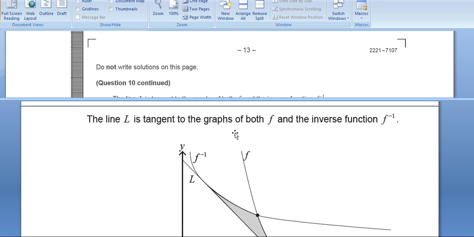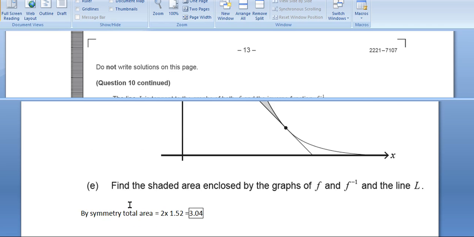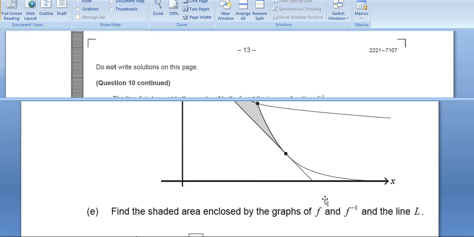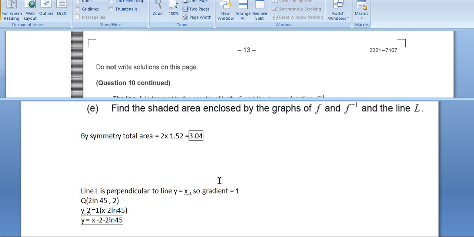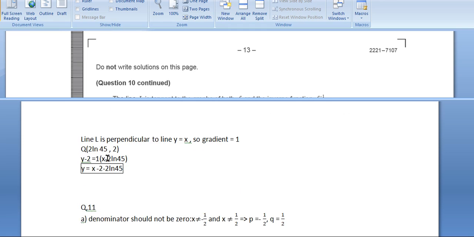Line L is tangent to the graph of both f and inverse f minus 1. Find the shaded area enclosed by the graphs of f and inverse f. By symmetry, areas should be doubled. Line L is perpendicular to line X, so gradient 1. One point we know, Q. We put this Q and we find the formula for line L.